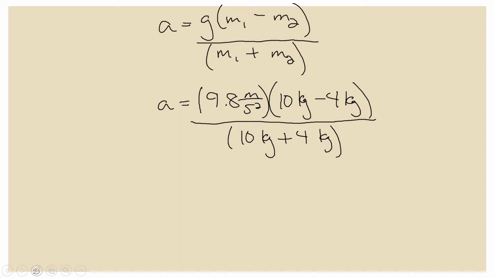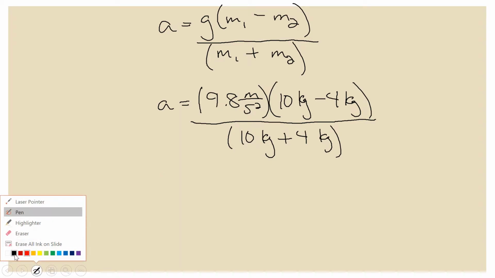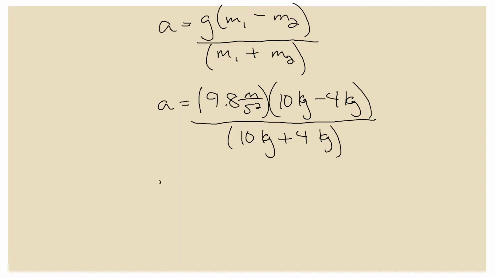Notice if you end up getting an answer here that's bigger than 9.81 or 9.8, you made a big mistake. So be careful with that. 4.2 meters per second squared. Cool.